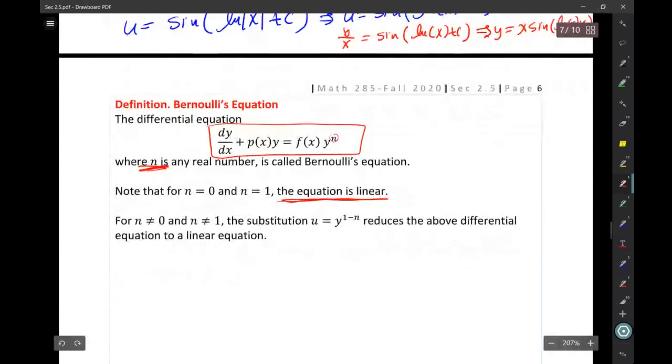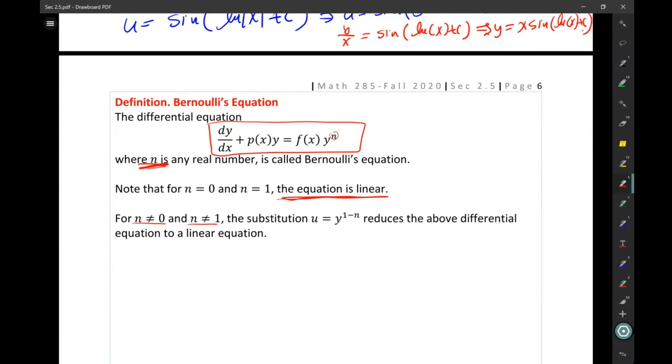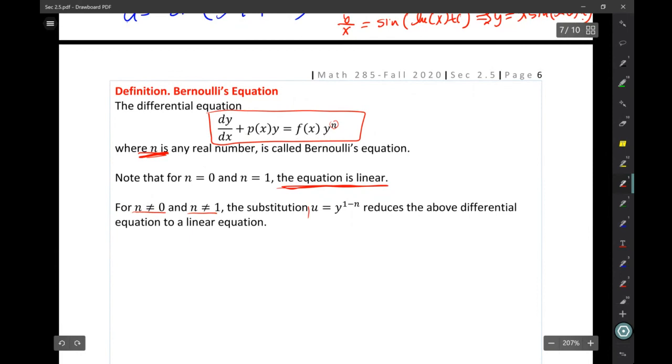Now for the value of n not equal to 0 or 1, how will we solve this differential equation? We will substitute u to be y to the power 1 minus n.